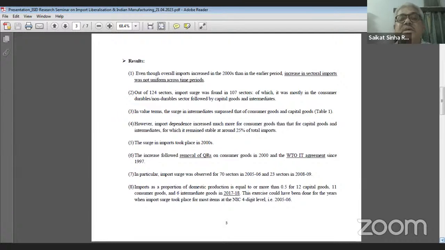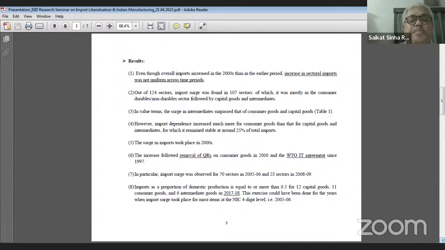Even though overall imports increased in the 2000s compared to the earlier period, the increase in sectoral imports was not uniform across time periods. Out of 124 sectors, import surge was found in 107 sectors, mostly in the consumer durables and non-durable sector, followed by capital goods and intermediates. In value terms, the surge in intermediates surpassed that of consumer goods and capital goods. I would refer to table 1. However, import dependence increased much more for consumer goods than for capital goods and intermediates, for which it remains stable. For intermediates, it remains stable at around 25% of total imports.